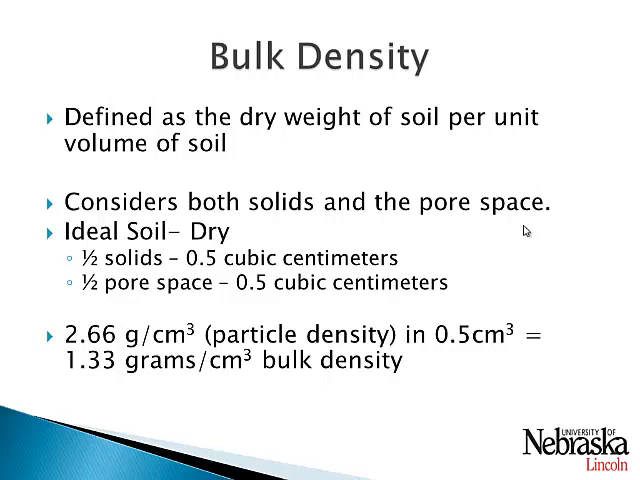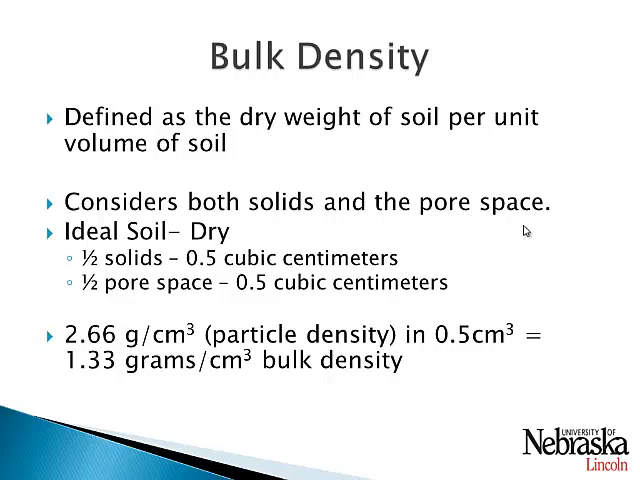This is one of the ways in which we measure the compaction of the soil. Bulk density is defined as the dry weight of soil per unit volume of soil. If you imagine a little ring, how much soil can you get into that ring? If you have a lot of it in there, then you'll have a high bulk density. If you have a little bit in there, then you'll have a lower bulk density.